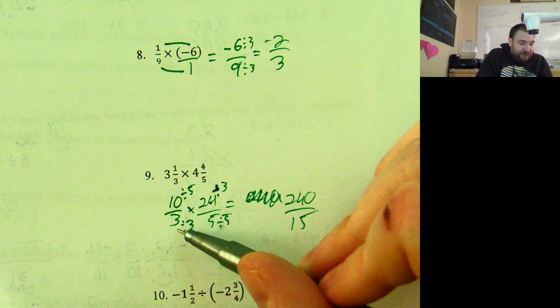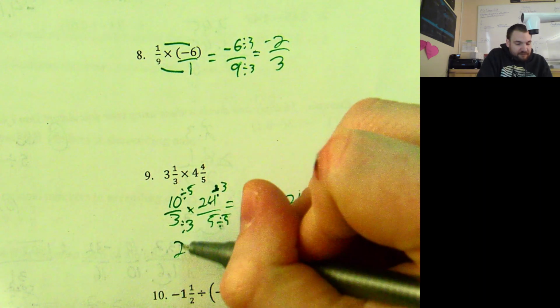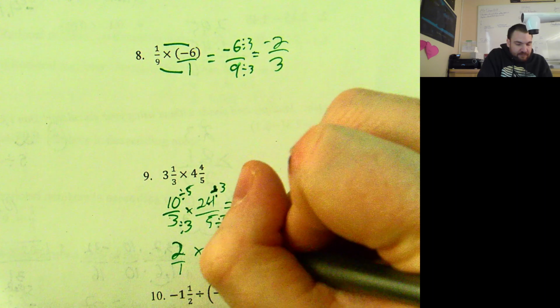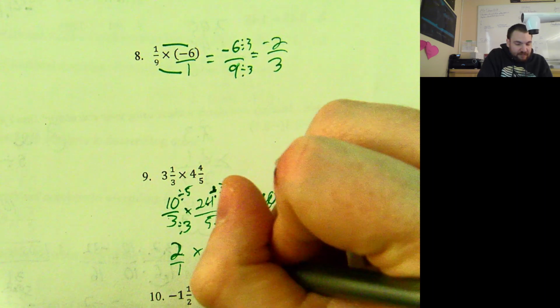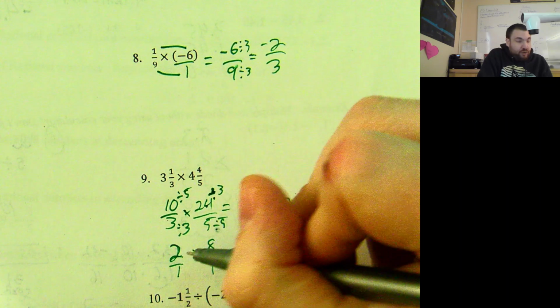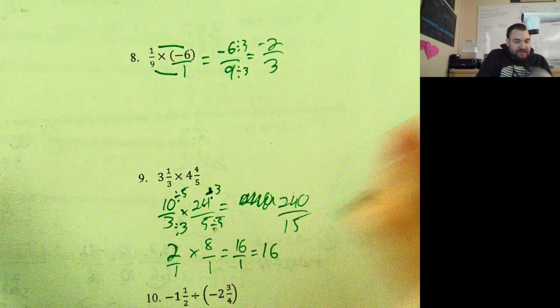Instead of having 10 over 3, 10 divided by 5 is? 3 divided by 3 is? 24 divided by 3 is? 5 divided by 5 is? So this becomes 2 over 1 times 8 over 1, which is 16 over 1, because I multiply the numerators and the denominators. 16 over 1 is just 16.